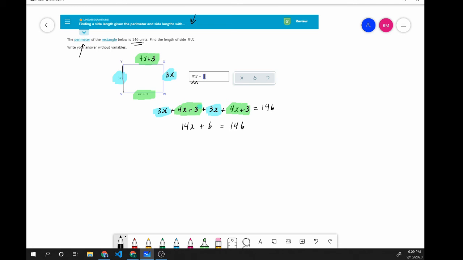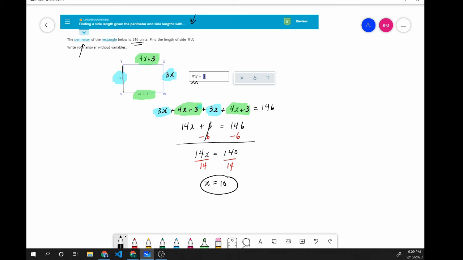Now in solving the equation, it's important to know that we always take care of the plus and minus first. So I'm going to go ahead and subtract 6 from both sides. Give me 14x equals 140. And I know that a number right next to the variable is multiply. So I'll go ahead and divide by 14 on both sides. So x is equal to 10.